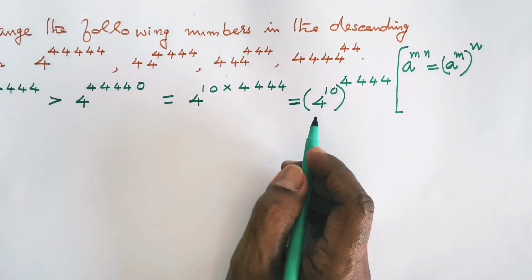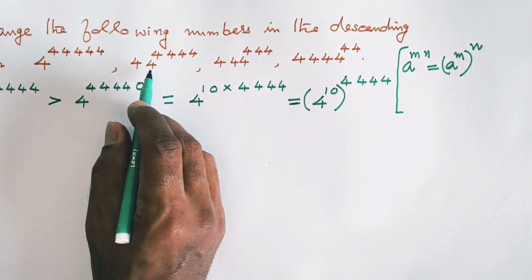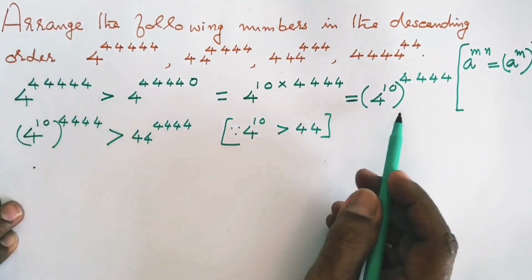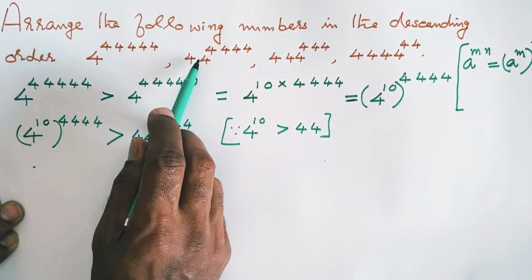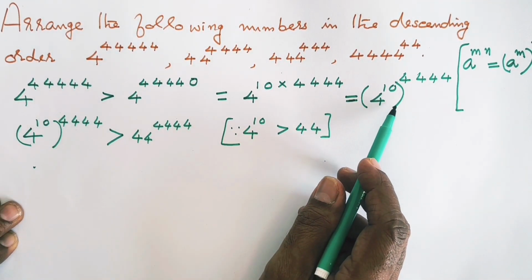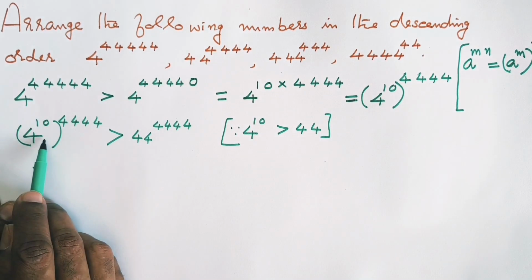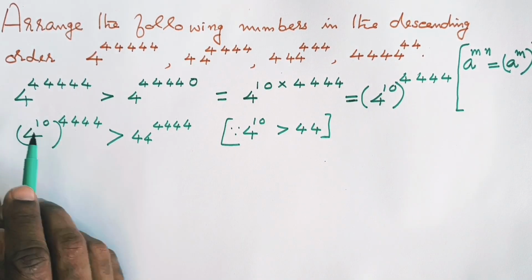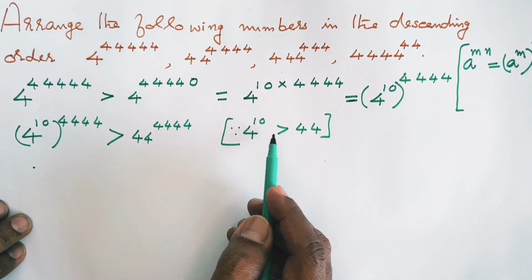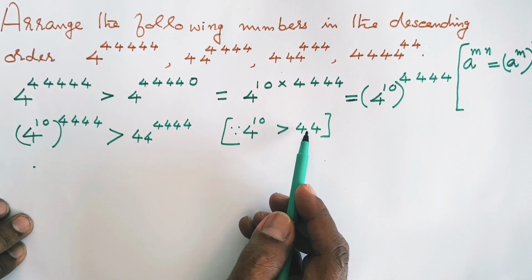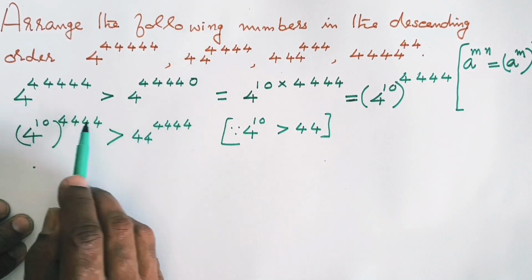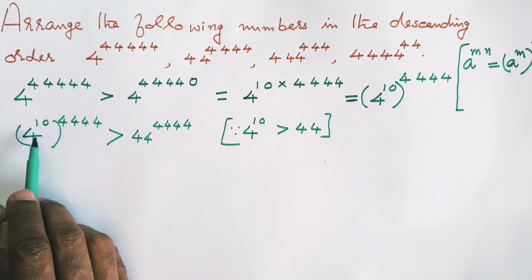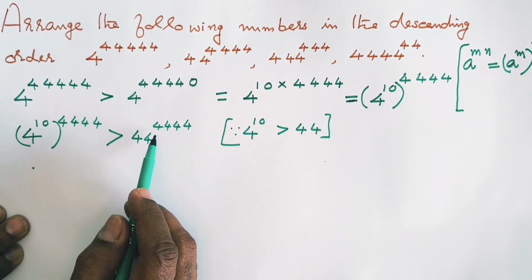If you compare this number we got to the second number given here, let me rewrite it again. So let's write these two numbers together, the second number given and the number we got here. And this number is clearly bigger than this number because 4 to the power of 10 is a huge number which is much bigger than 44. We have the same index, and the base figure being bigger, so the whole number is much bigger than this one.